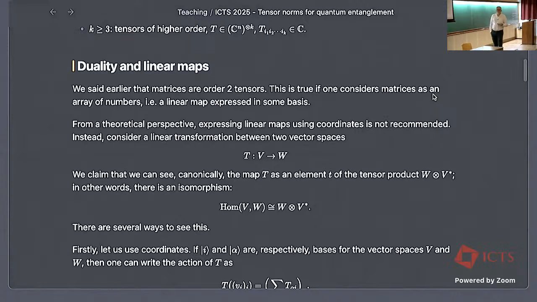So why should this make sense? What does T do? T eats something in V and gives out something in W. And what is this tensor product space? It's guys in W, tensor linear forms on V, so things which eat guys in V. From very far away, this makes sense. So let's see how this works in detail. When you try to see something, it's better to look at an example, and let's look at coordinates.